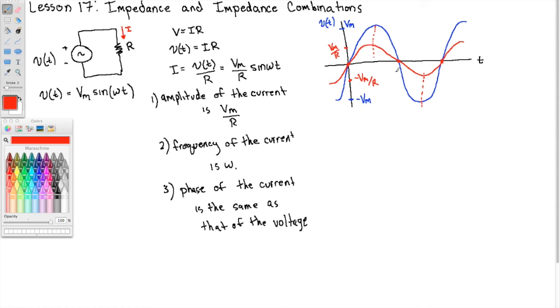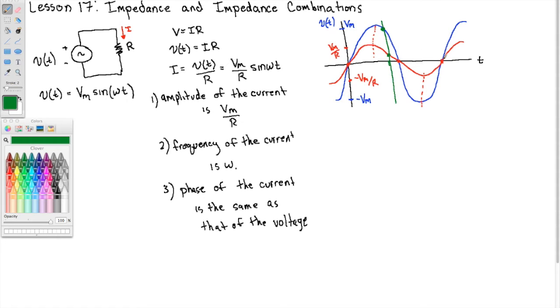Also, the wave goes up and down at the same frequency as the blue wave, right? So that's 0.2. And again, we've already mentioned the amplitude is Vm over R. That's 0.1 here. Now, I want to point out at every slice of time, so maybe this time here, at every slice of time, Ohm's law must be satisfied. So the voltage right here divided by the resistance gives you this point.